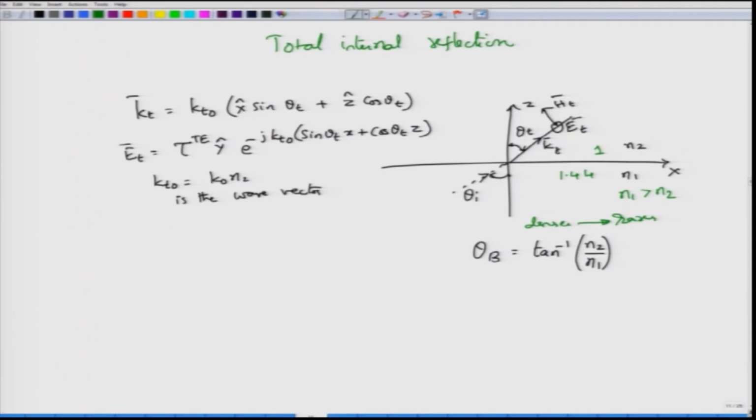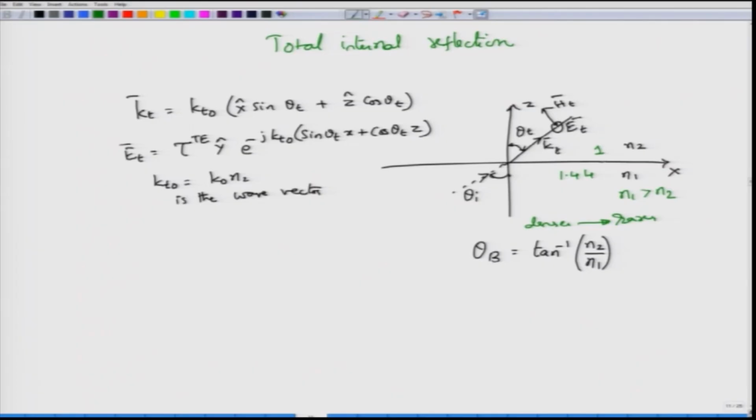If theta i is 0, then theta t will be equal to 0, and the k vector of the transmitted wave would be lined up nicely along the z axis. On the other hand, I would expect that as theta i starts to increase, this angle theta t changes, and at most it should change by 90 degrees, right.